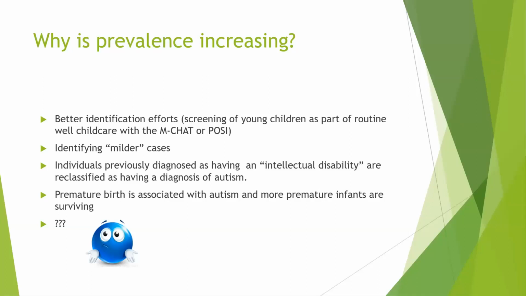Now, premature birth is a known risk factor for autism, and because there are more premature infants now that are surviving because of the advances in technology, and therefore, because that is one of the biggest populations at risk for autism, we have subsequently seen an increase. And then, of course, there's still other factors which are yet to be identified.